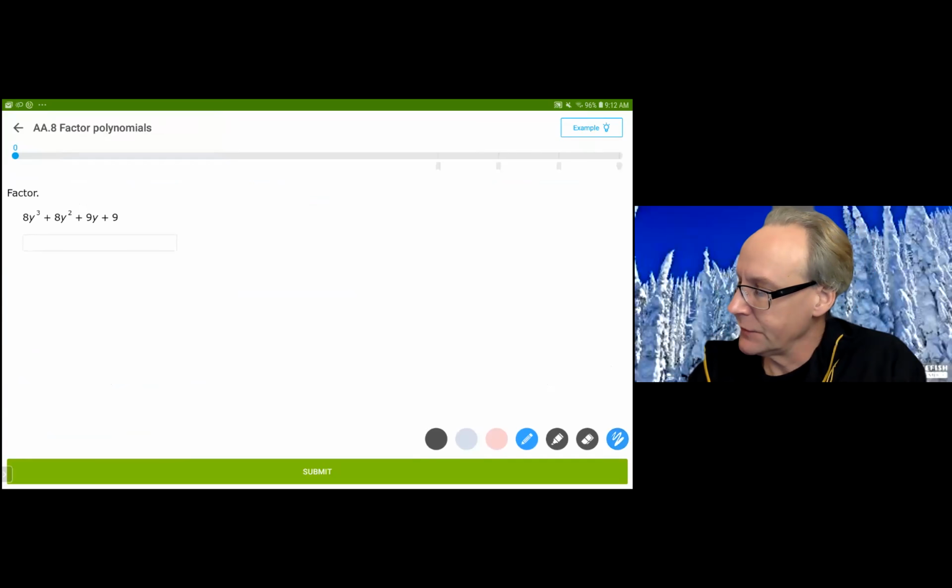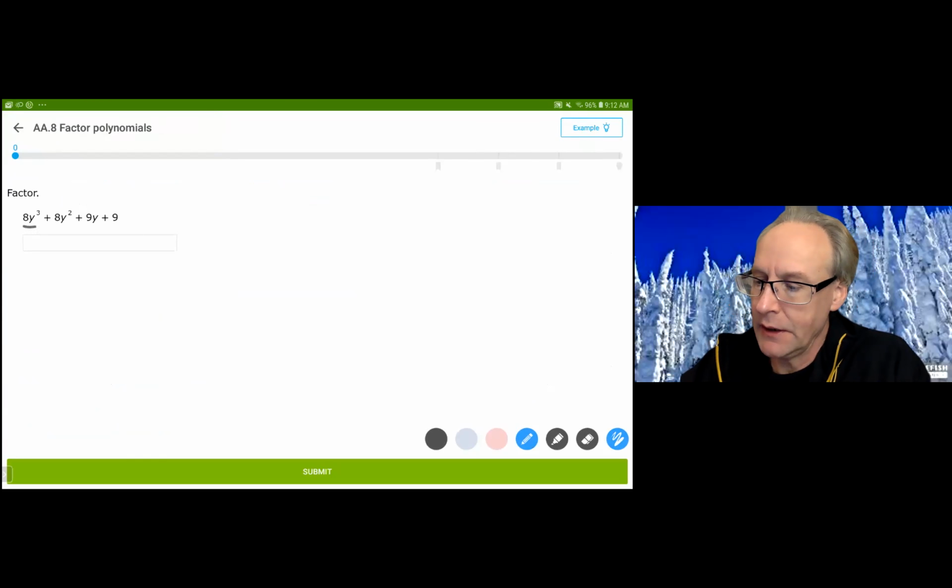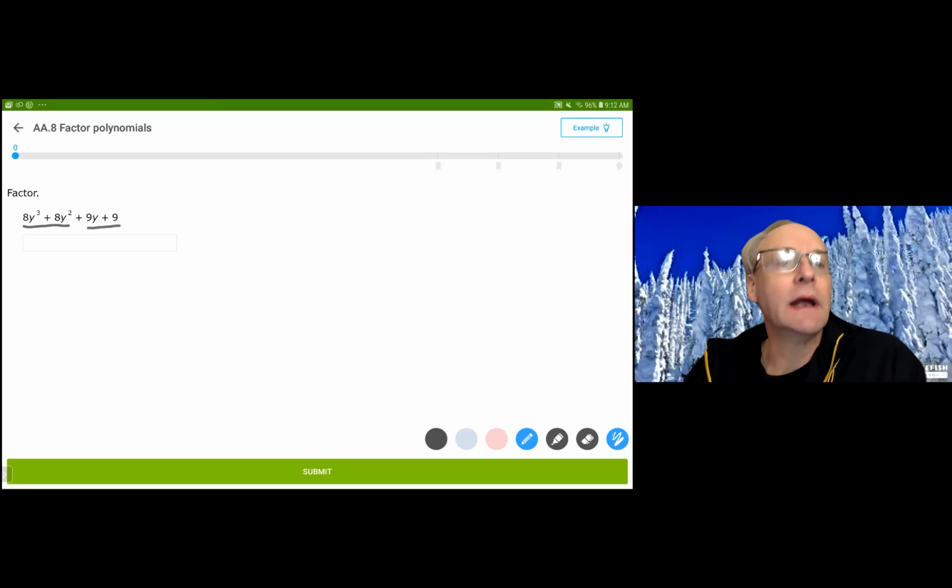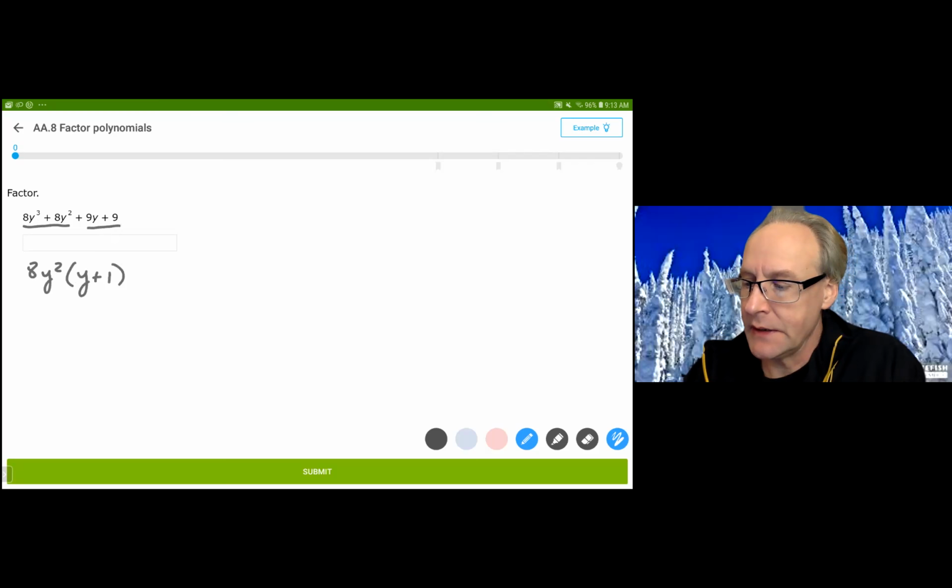What I'm going to do is look at this first pair, 8y cubed and 8y squared, and the 9y plus 9. I'm going to take out an 8y squared out of that first pair, and what's going to be left is y plus 1. And I'm going to take a 9 out of the second pair, and that's going to leave me with y plus 1.